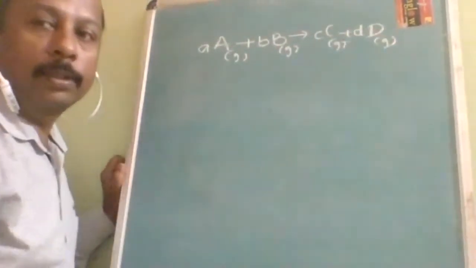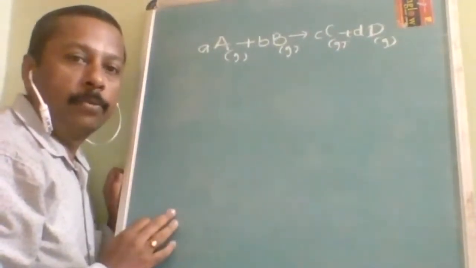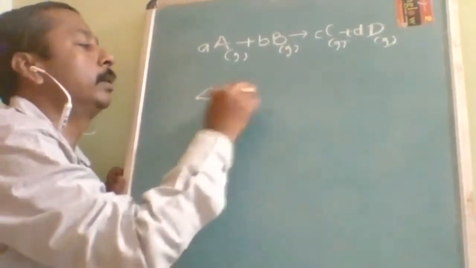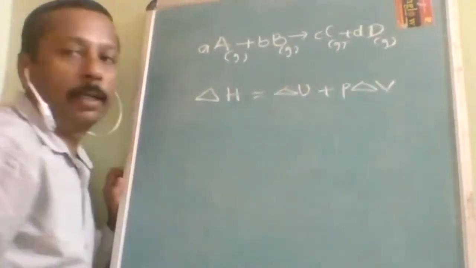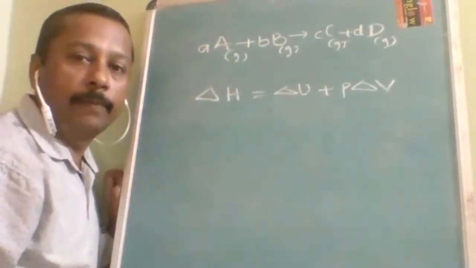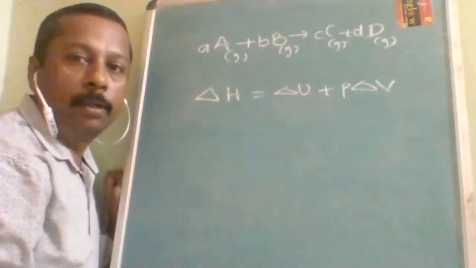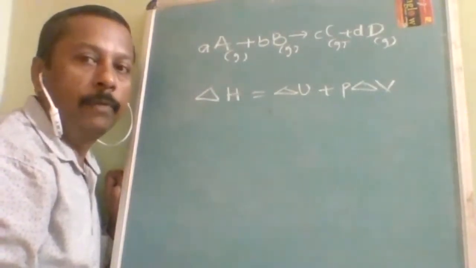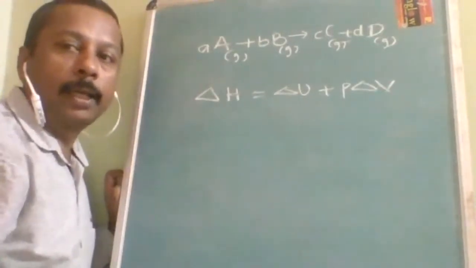So this can be applied to a chemical process by using the first law of thermodynamics. For that, delta H is equal to delta U plus P delta V. This is the first law of thermodynamics, applicable for every process. But here there are no terms like reactant and product. To introduce the terms for reactants and products, we have to use the ideal gas equation.